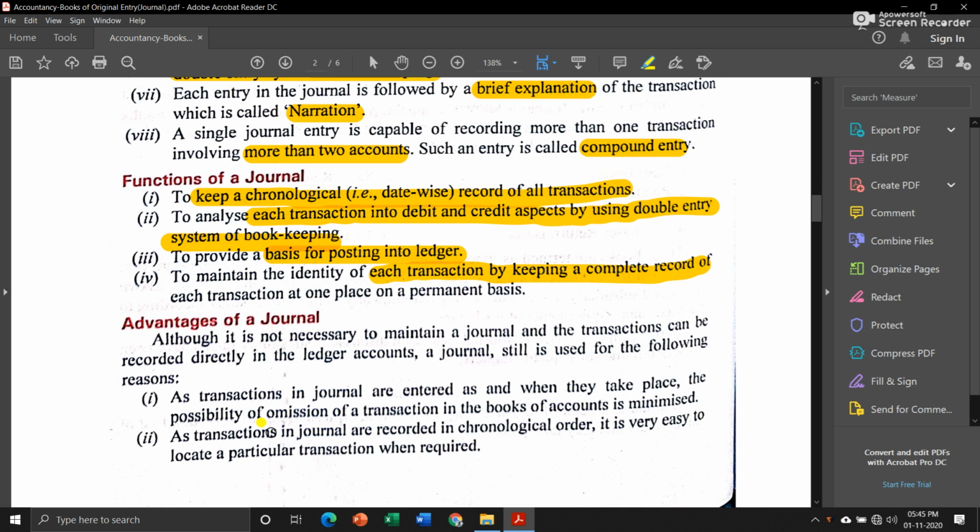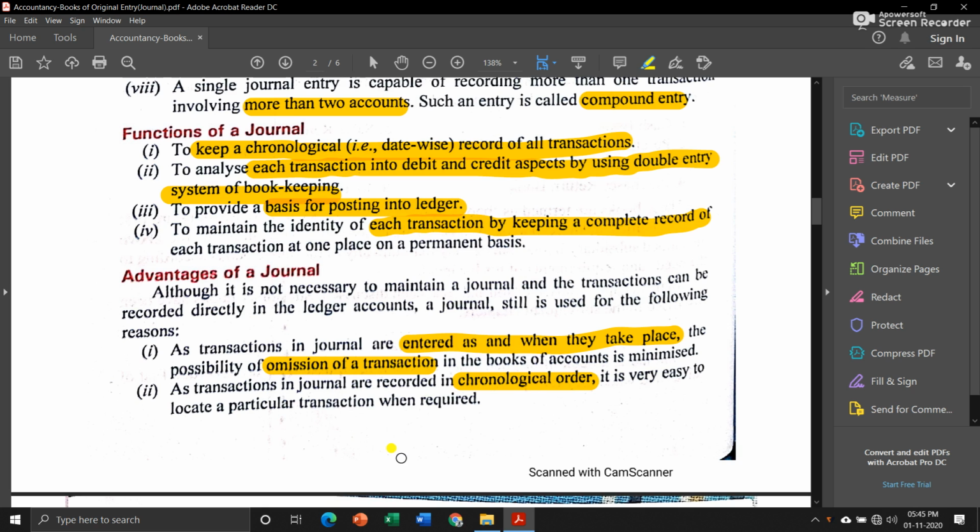Okay. Now what are the advantages of a journal? Although it is not necessary to maintain a journal and the transactions can be recorded directly in the ledger accounts, a journal still is used for the following reasons. As transactions in the journal are entered as and when they take place, the possibility of omission of a transaction, means forgetting to record a transaction, is minimized. Transactions in the journal are recorded in chronological order. It is very easy to locate a particular transaction when required.